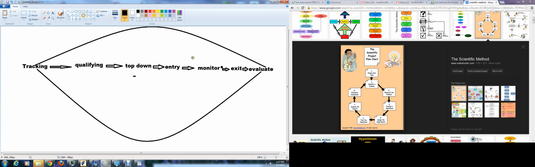Evaluation is, like I said, maybe you timed it wrong. Maybe there's a news report. Then you take that information and plug it right back into the beginning and tracking. And it just runs full circle, just like that. And so what happens is your trading system slowly evolves and you get better and better at trading.